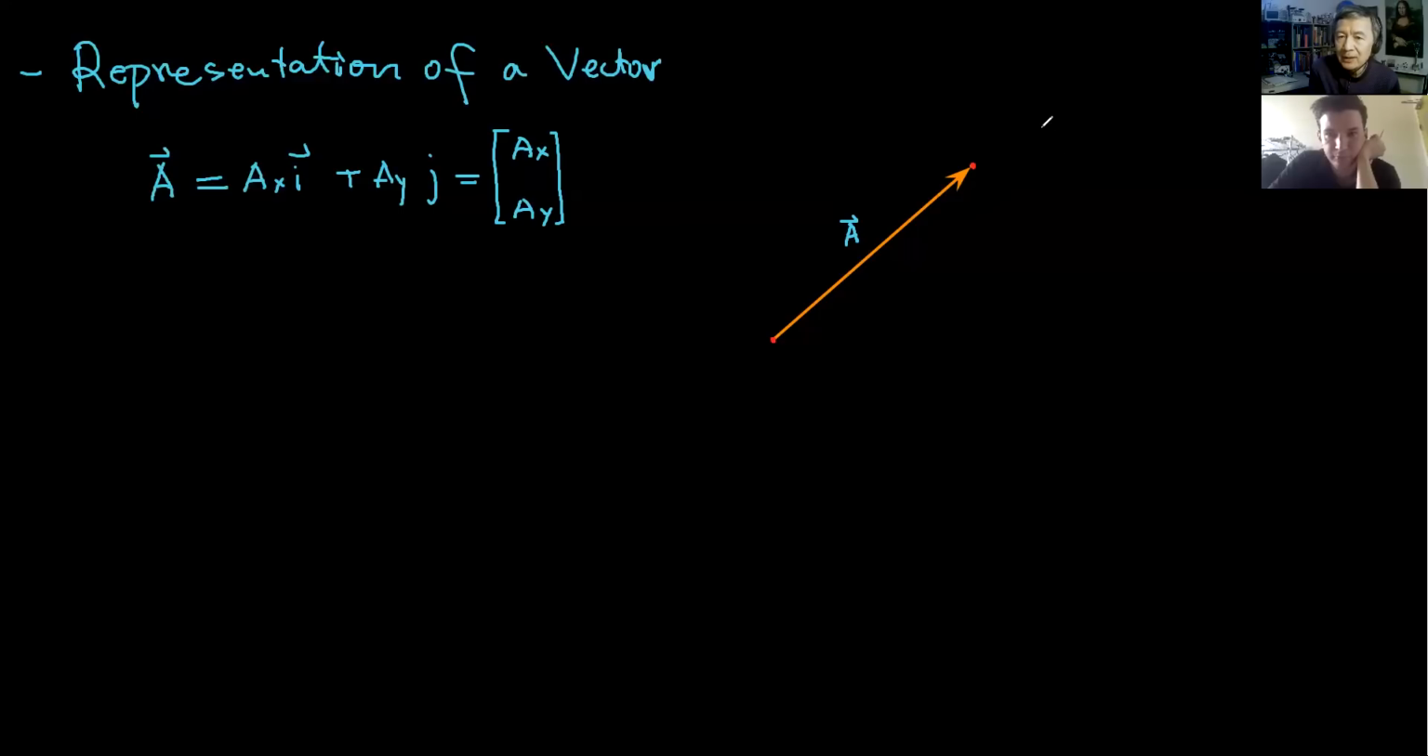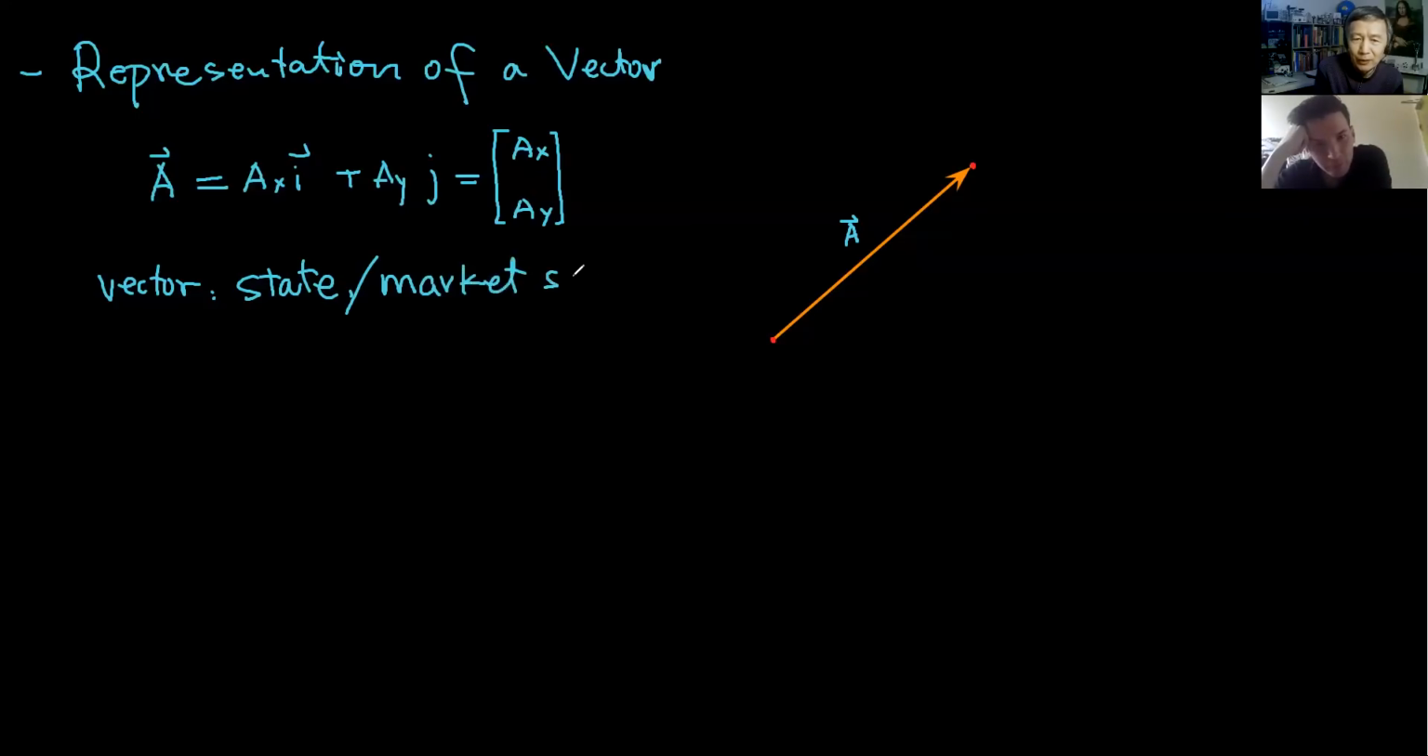Among other things, a vector could represent a state, or a situation, or a market situation. I'm just trying to draw some ideas from yours. Okay, market situation, a performance.